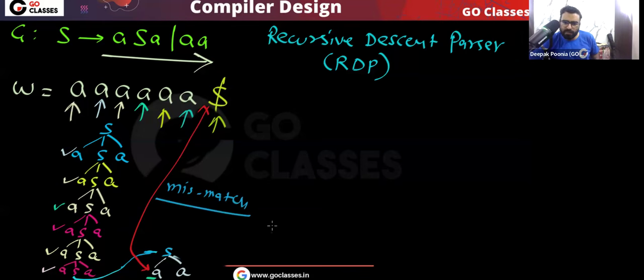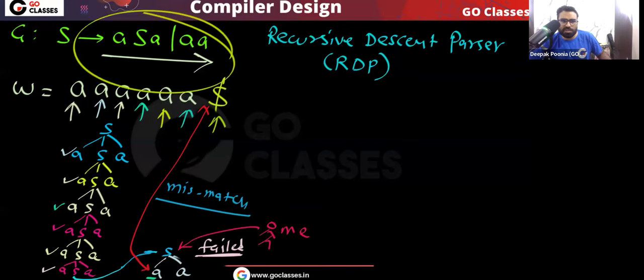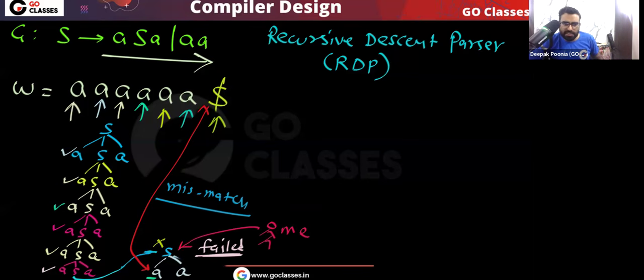Now what? Again there is a mismatch. So now what I will do? I will tell this S that you have failed. All your productions failed. Yes or no? Because this a itself has failed, and we are applying in this order. Basically, all the productions of this S have failed. So now I will say that this S is a failure.